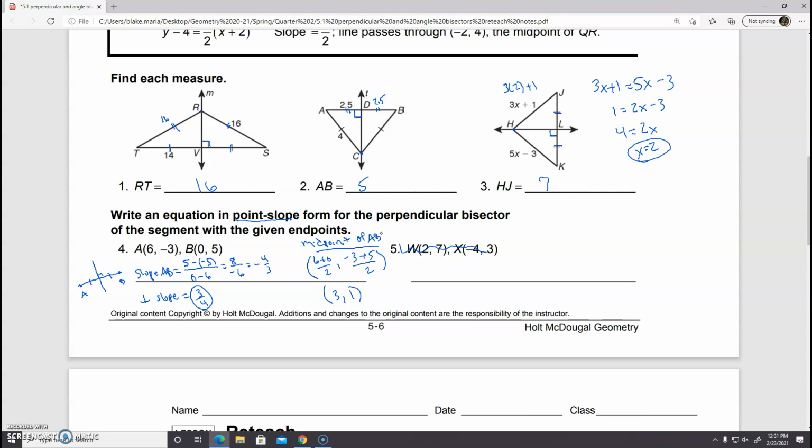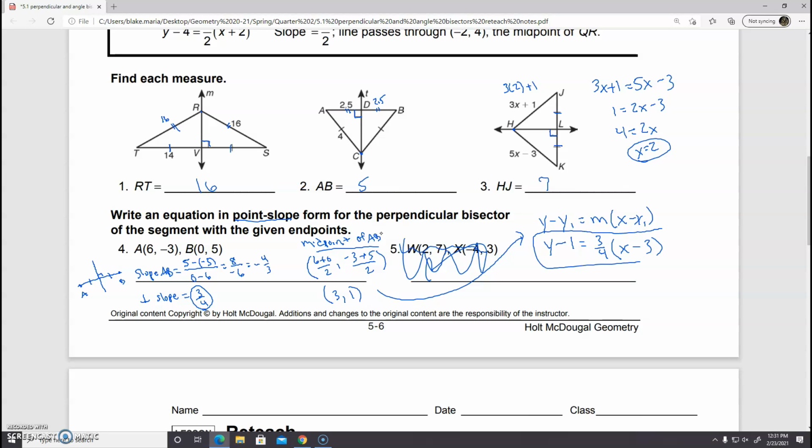We're just not going to do problem 5, and I'm going to put the final answer over here. So we want to use point slope form. Remember, point slope is y minus y1 equals m times x minus x1. So it's y minus your y coordinate, which was 1. Slope, we said, was 3/4. And then x minus my x coordinate, which was 3.